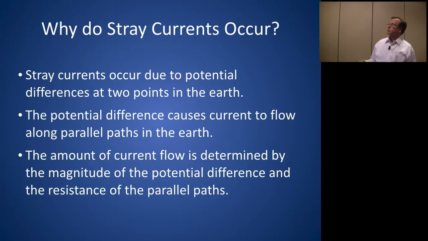Why does it occur? Well, you got to have voltage to drive a current, so it occurs due to a potential difference at 2 points in the earth. The amount of current that's going to flow depends on the resistance of the paths. Okay, the amount of voltage and the resistance of the path. Electrical engineers know about parallel resistance theory. The current will divide based on the resistance of the multiple paths.